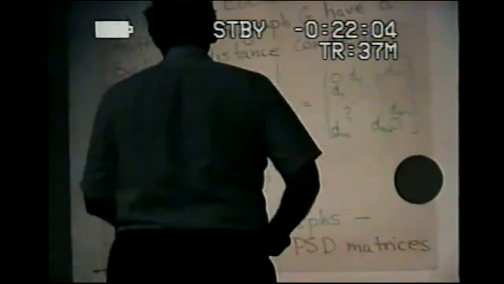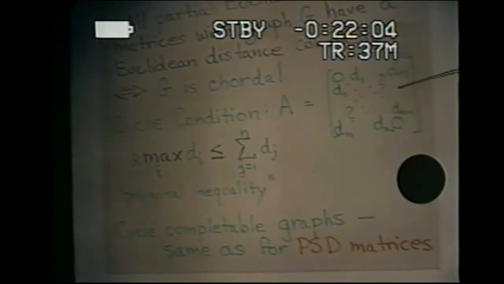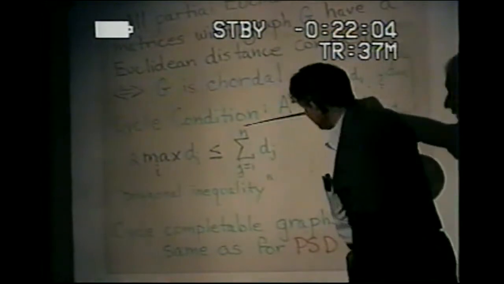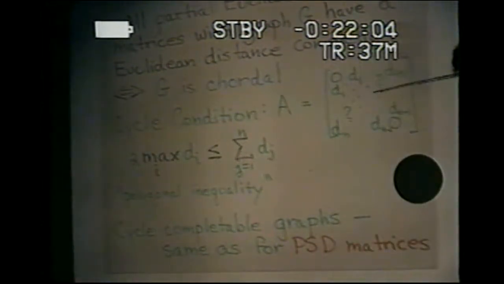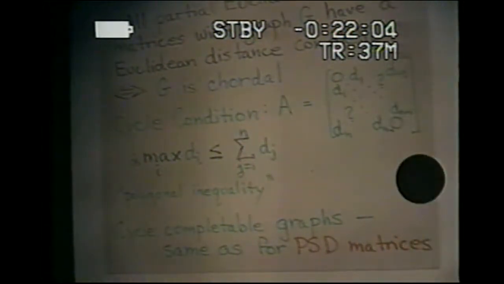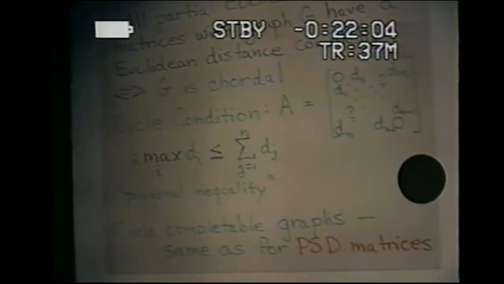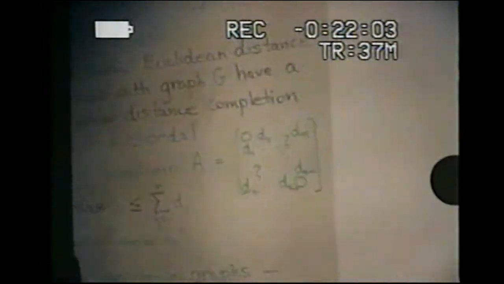Now, again, there's a cycle condition. If my data forms a cycle, then what does it mean for a cycle to be a cycle of distances? Well, there's a sort of an analog of the triangle inequality called the polygonal inequality. Here it is. And for this to have a completion to a distance matrix, I need exactly this condition. And again, once I know that cycle condition, there's a class of graphs for which being a partial distance matrix plus satisfying the cycle condition ensures that there's a completion. And that class of graphs is exactly the same. So things are very analogous for distance matrices.